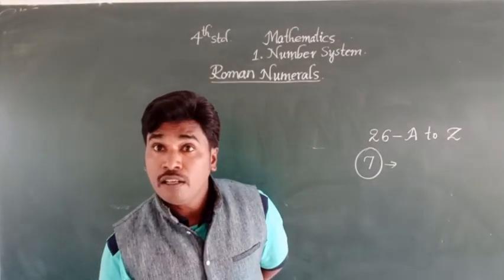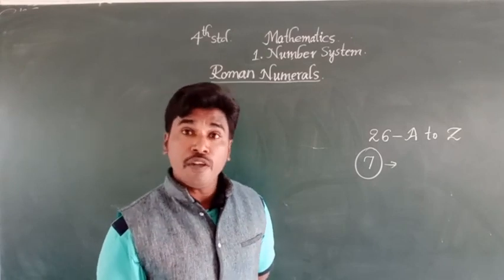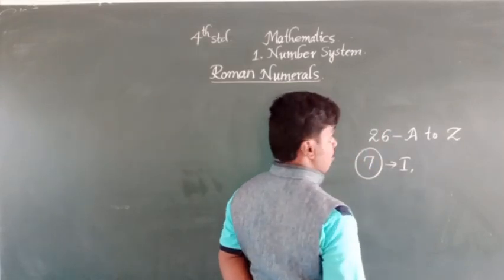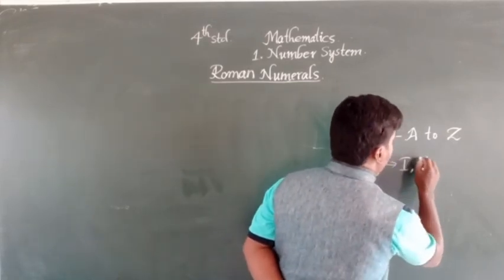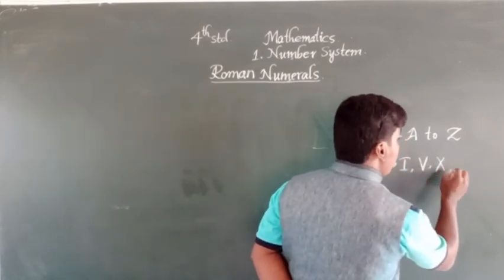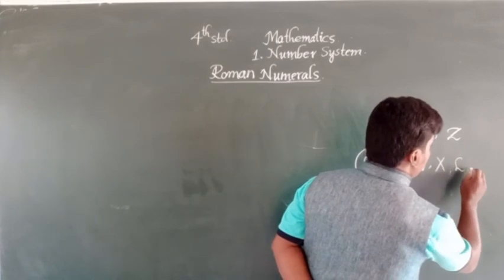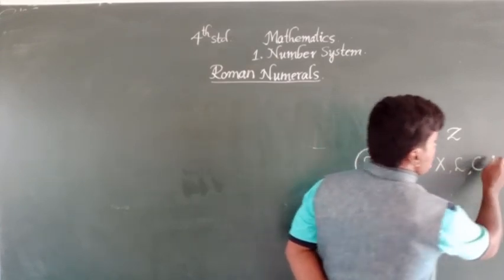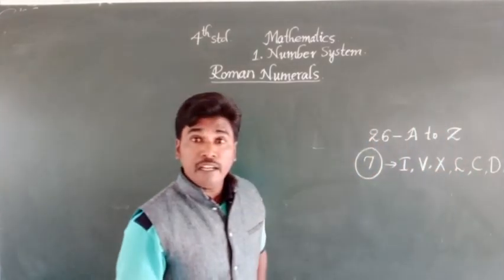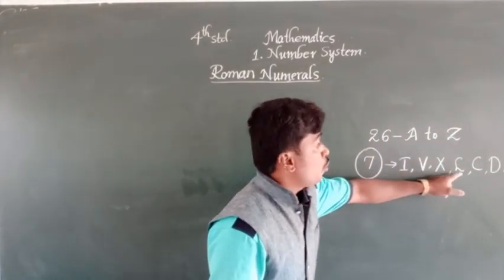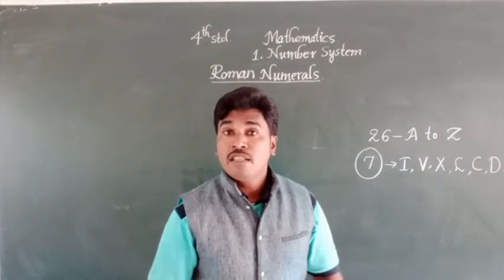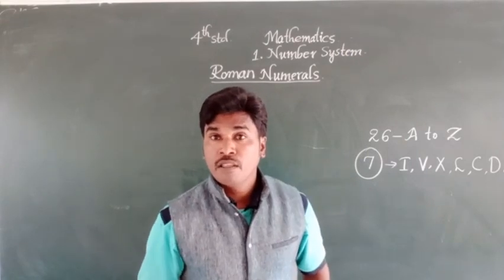Which are those 7 letters? Have you seen them anywhere? Just think, remember it. The first one is I. Second one, V. I, V. X. They use X. L. C. D. And M. These are all the letters. Only 7 letters. Roman people used them to count the things, count the coins.